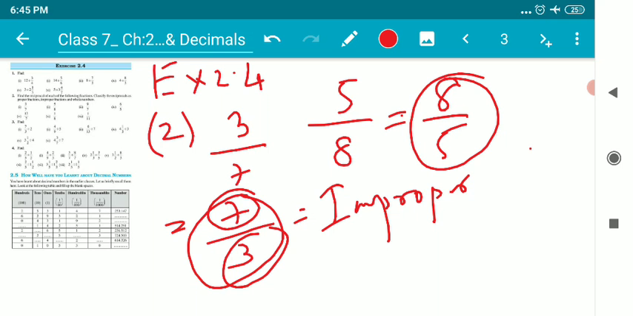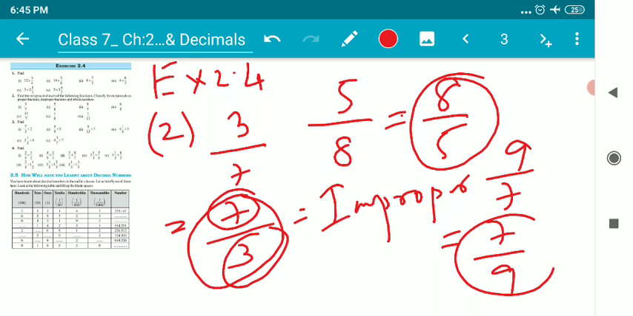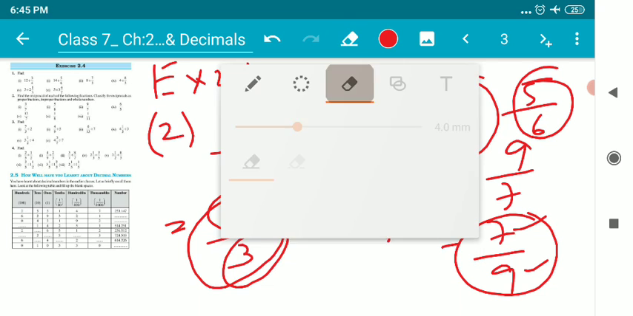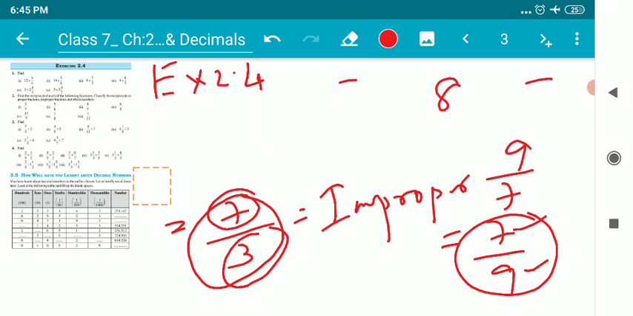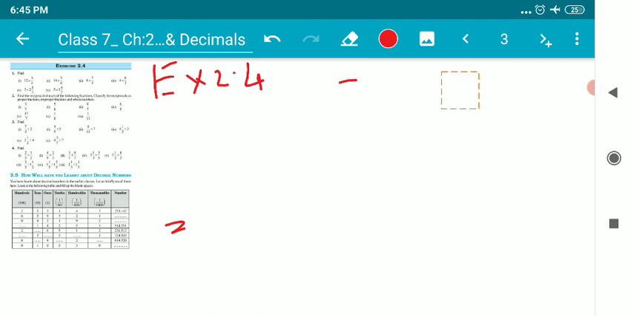9 by 7. If I find the reciprocal of it, it will be 7 by 9. It is a proper fraction because the numerator is smaller and the denominator is bigger. 6 by 5. This is improper. Once I find the reciprocal of it, it will turn into 5 by 6. This is a proper fraction. So children, this is how we can find the reciprocal of these numbers.